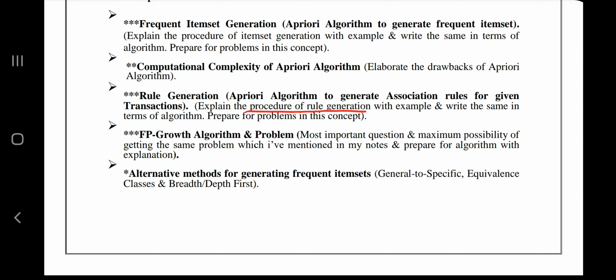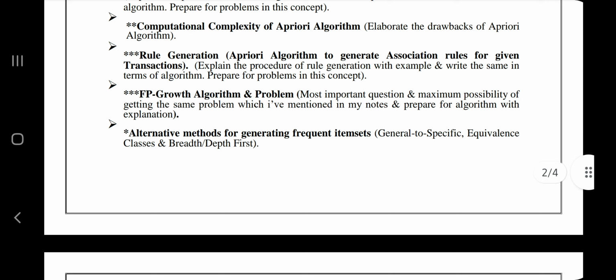Same thing: whatever algorithm is given to you, you have to write the algorithm for it, as well as explain it using an example, and you should be ready to do the same if they give you another set. Okay, these are the three things you have to keep in mind: the algorithm, the procedure explanation with an example, and the last one, the numerical, which you have to be ready to solve. Okay, so I'll let you know what I need to focus on. The last one is the FP growth algorithm. The same thing I mentioned here goes for this as well: the algorithm, the example, and if any new problem comes, you need to know how to solve it.